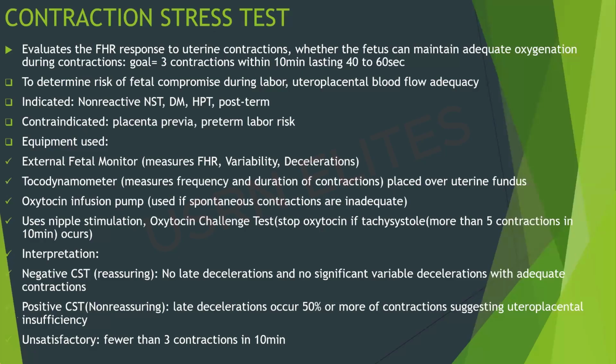Decreased oxygenation. That has to do with what? Contraction stress test. Okay, and know that with this one we are looking at contraction. So we should have at least 3 contractions within 10 minutes, each lasting, that is duration, for 40 seconds to 1 minute. Okay, so one contraction lasting for at least 1 minute.